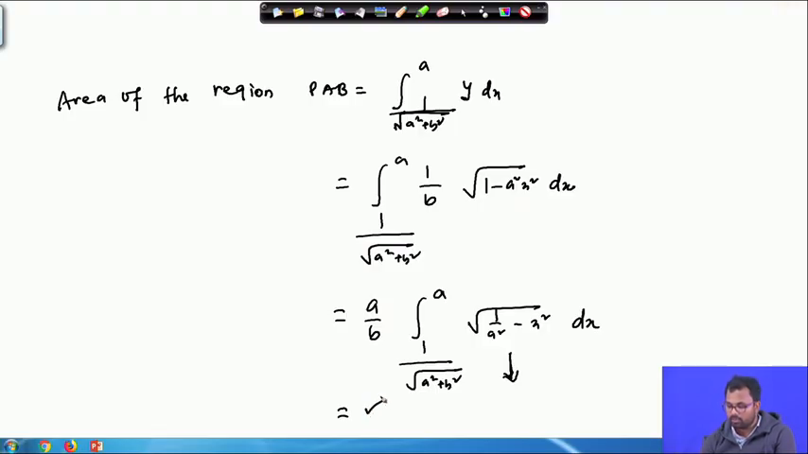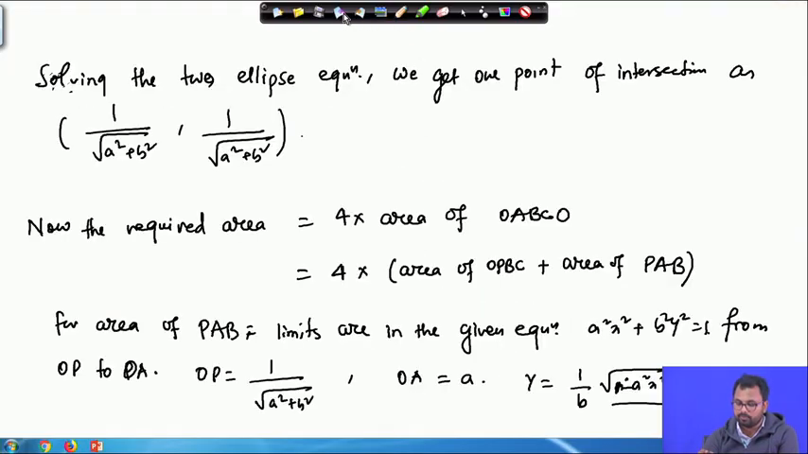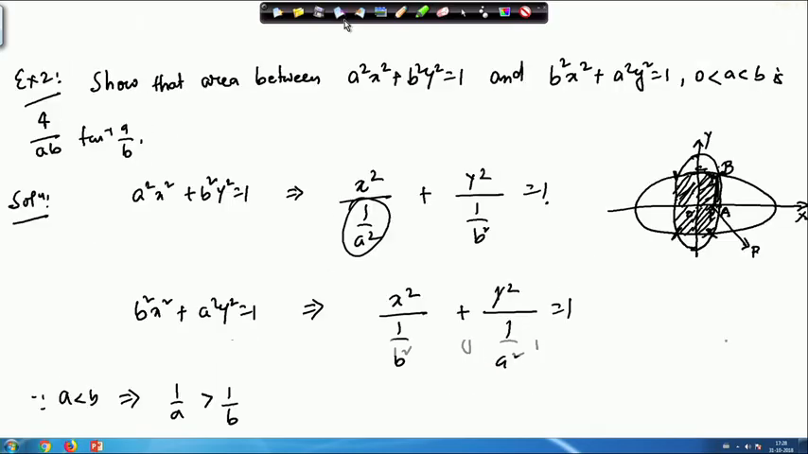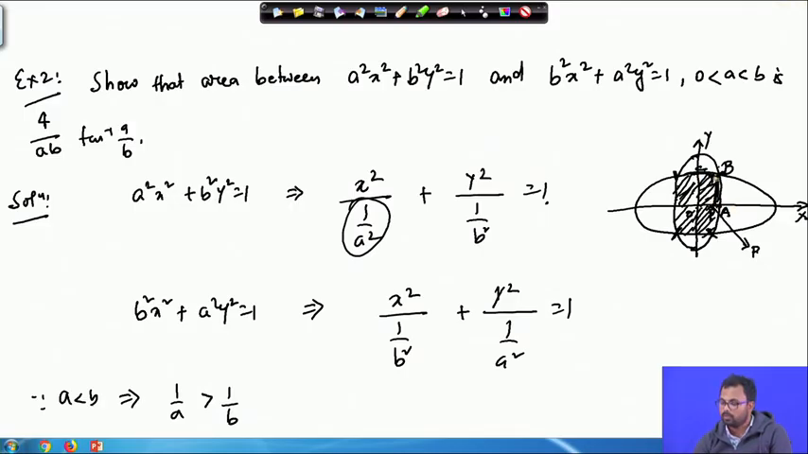So this can be evaluated very easily, and similarly we can evaluate the area of this part, as I showed you. We have to integrate from the origin to this point, and this point is 1 by square root of A square plus B square, and then we will use this curve. So the value will come from here.